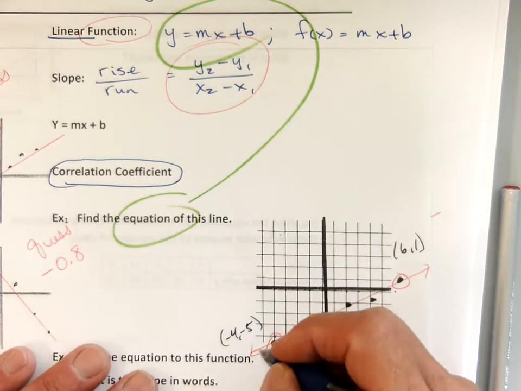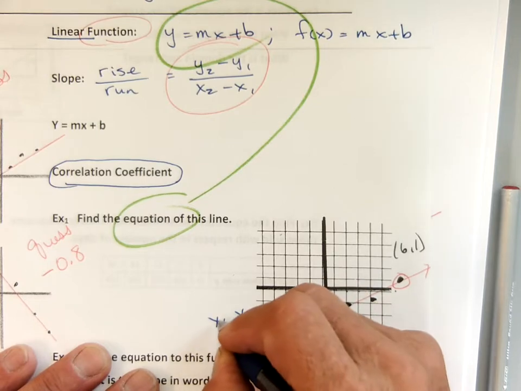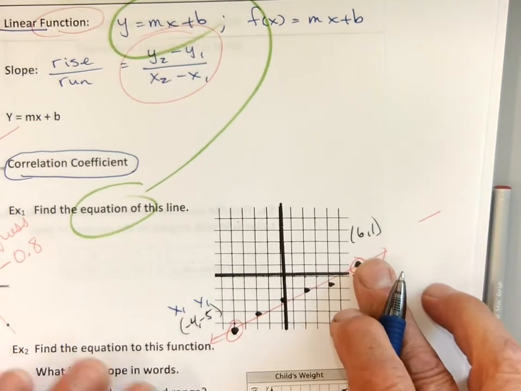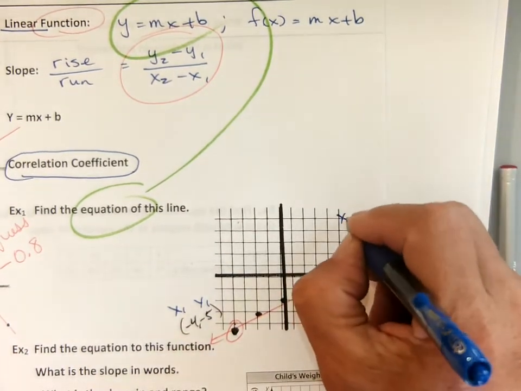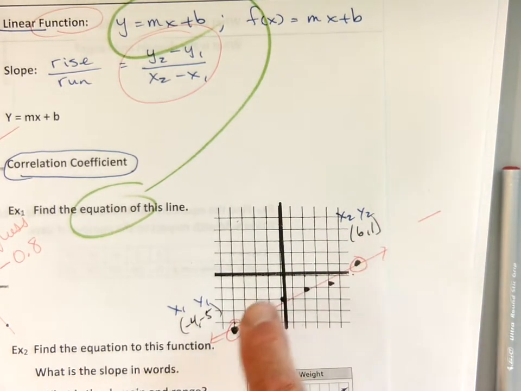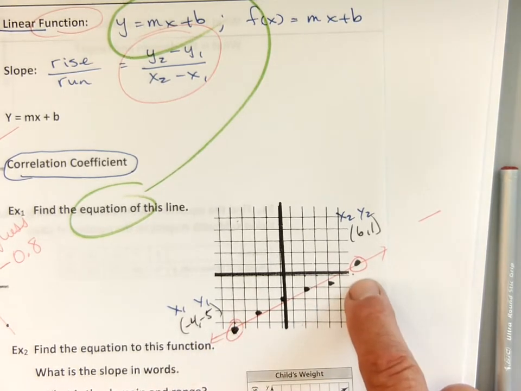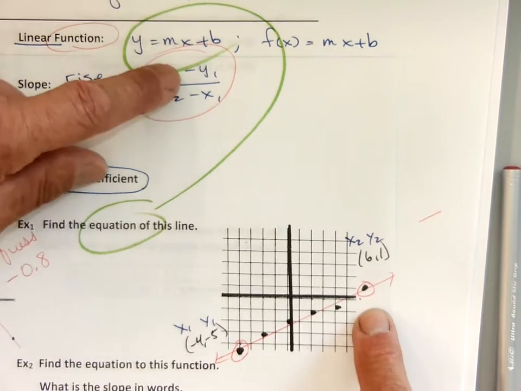This could be my first point, x1, y1. I'll let this be my second point, x2, y2, right? First point, second point, doesn't really matter. This could be my first point, second point, does not matter. But I just chose this one to be the first one, and this is my second one. Okay, so then I'm going to put those into my formula.